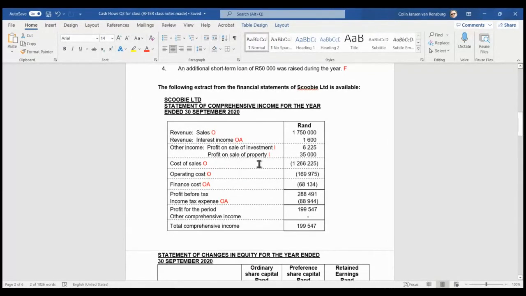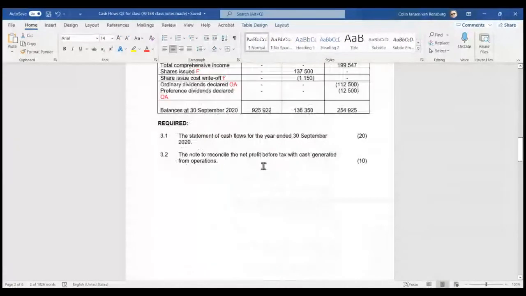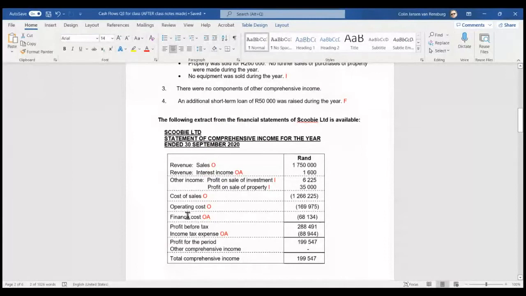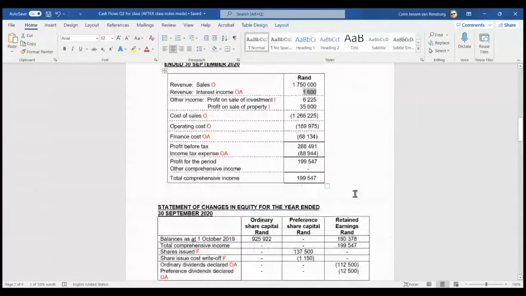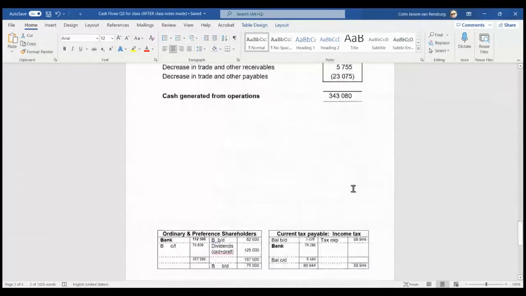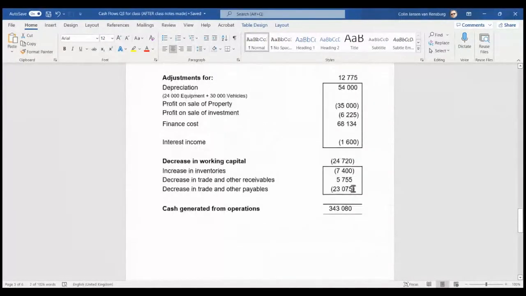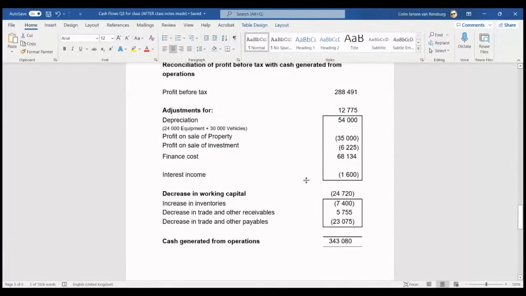So for our interest income, let me just highlight that figure before I go down. Interest income, 1,600 rands, right? So we're simply going to take that figure. We go down to our note. Oops, again, I've gone too far. I'm sorry about that. And there we see, right? Interest income. We are going to adjust for interest income.